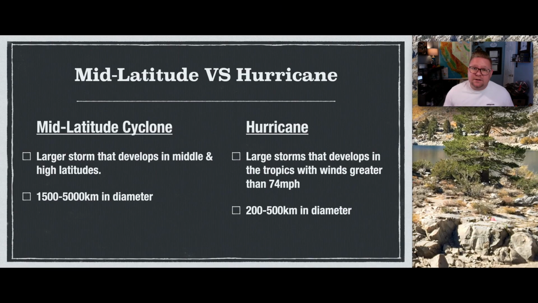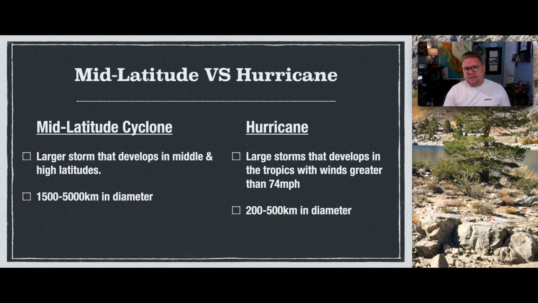So to begin, let's start listing some of the similarities and differences between mid-latitude cyclones and hurricanes. The first thing is that mid-latitude cyclones, as the name implies, develop, form and thrive in middle and higher latitudes. They are large storms within those regions. It's also not uncommon for them to originate and to travel great distances on the surface.